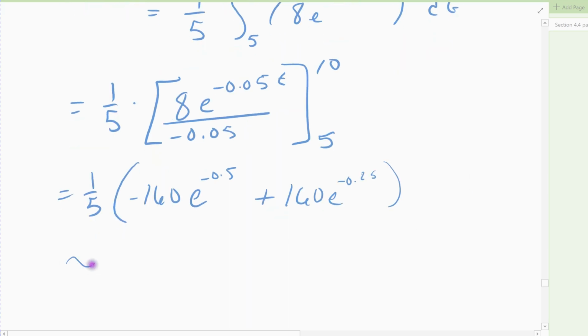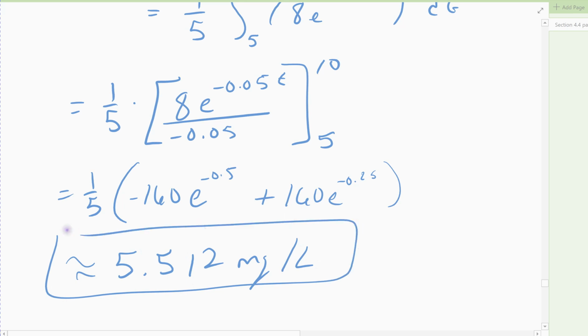And then the approximate number. When I write that, that's exactly what it is. It comes out, make sure to type it in carefully, to 5.512 milligrams per liter. All right, so again, that's its average. Sometimes it's bigger than that, sometimes it's less than that. That's the average amount of drug in the blood per liter from 5 to 10 minutes.